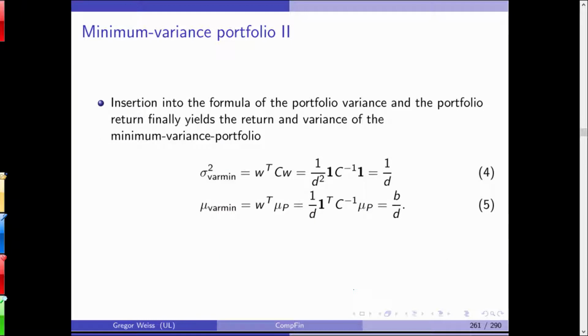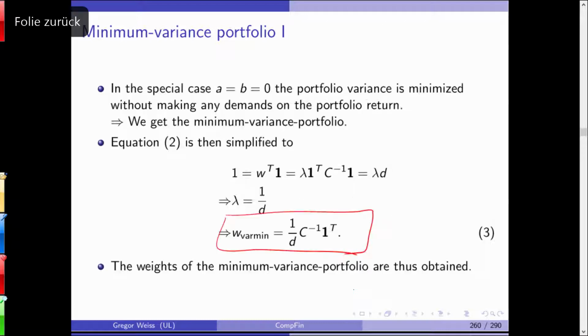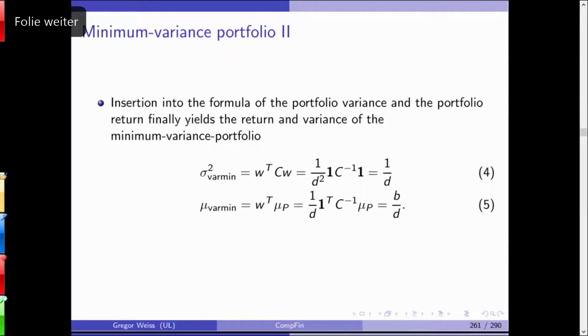If we insert it into the formula of the portfolio variance and portfolio return, we don't just get W for the minimum variance portfolio, but we also get the mean return and the standard deviation slash variance of the minimum variance portfolio. This should be varmin, of course, the vector of the minimum variance portfolio, taking the covariance matrix and the vector of mean returns.